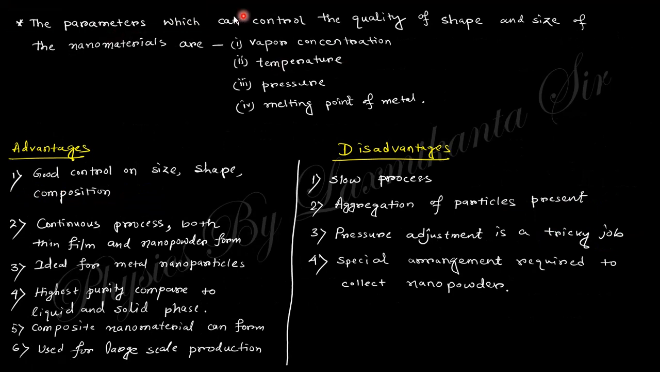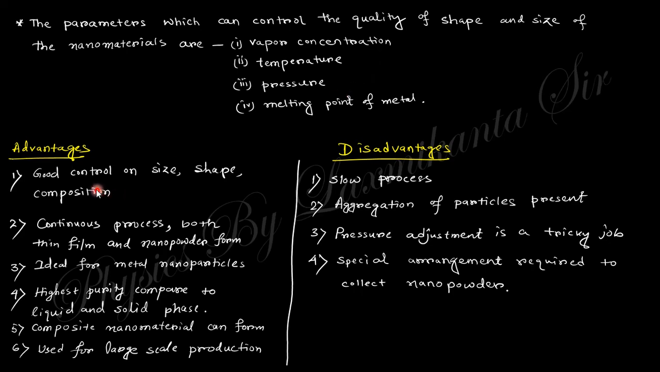The parameters which control the quality, shape and size of the nanoparticles or the nanomaterial or the thin film are the vapor concentration, temperature, pressure, and melting point of the metal. That is the concentration of vapor available in the system, then the temperature of the system, the pressure of the system, and the melting point of the metal which is used. So these factors actually control the quality, shape and size of the nanoparticle.